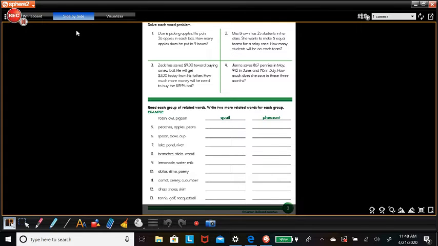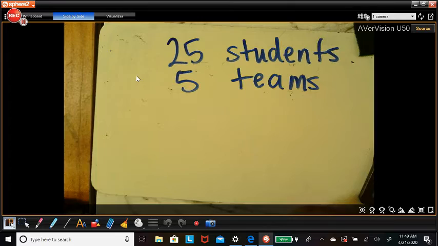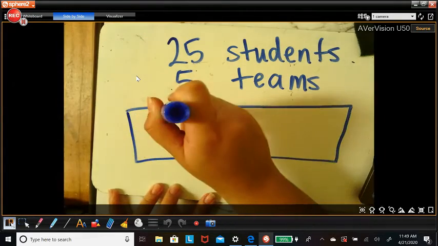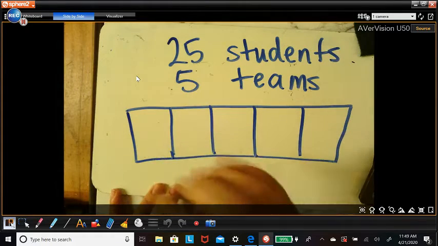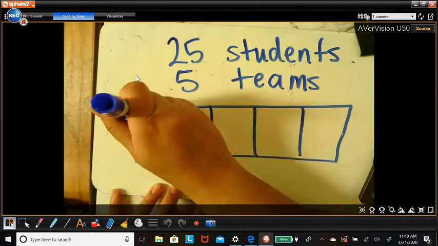Make sure you write down your important information. I know that box is really little. So here it is, 25 students, 5 teams. I'm going to draw another tape diagram. Here are my 5 teams, 1, 2, 3, 4, 5, and she wants an equal number in each one.